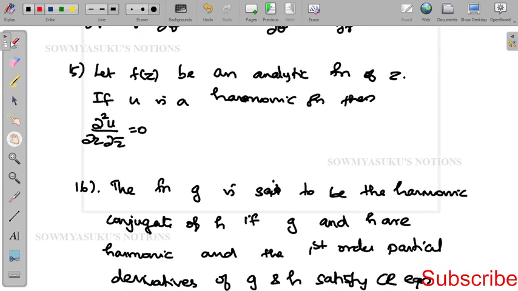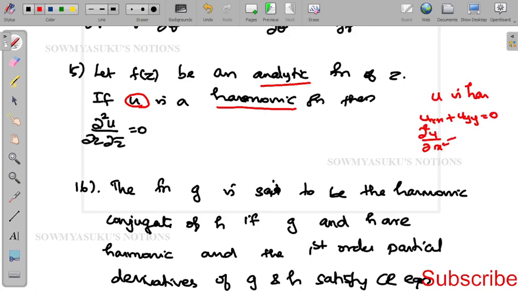Then the 15th one. If f(z) is an analytic function and u is the real part which is a harmonic function. Harmonic function means here u is harmonic, and the condition is uxx plus uyy equal to 0, or dou square u by dou x square plus dou square u by dou y square is equal to 0. So here the function is analytic, u is harmonic, then we have this result, that is, dou square u by dou z dou z bar equal to 0. This is the mixed partial derivative, and the mixed partial derivative is equal to 0.